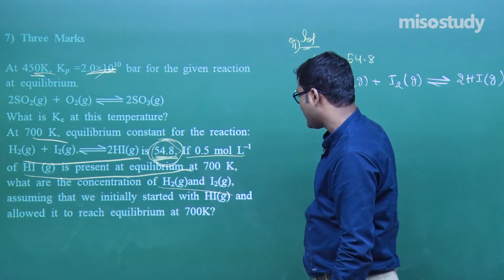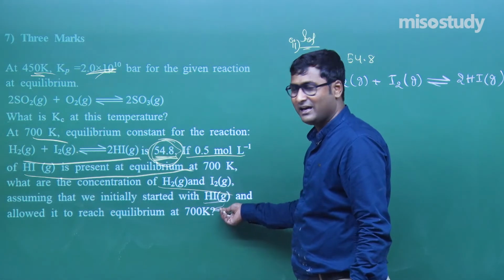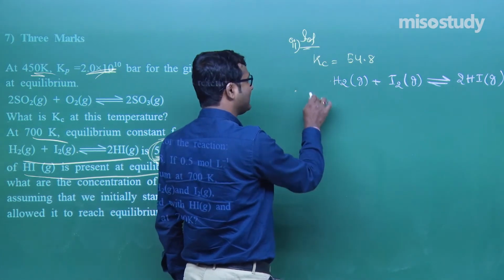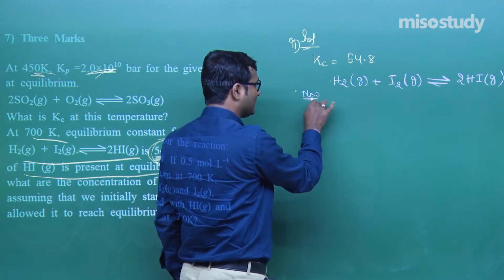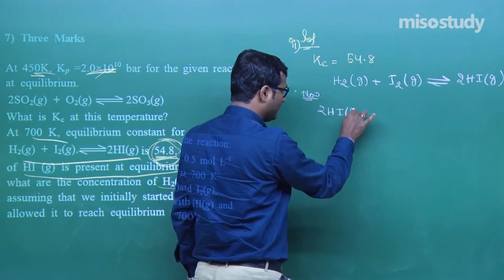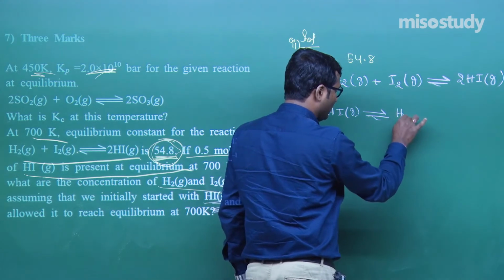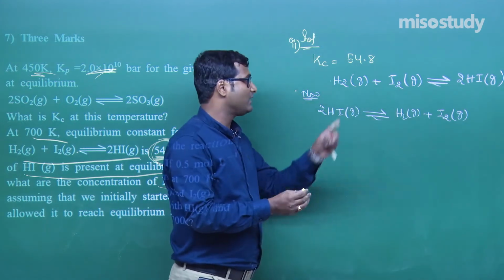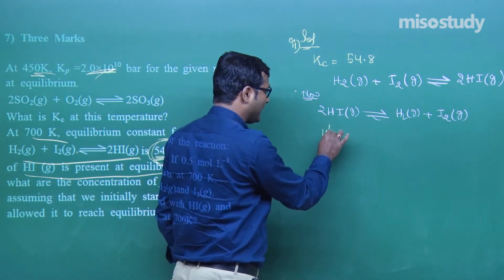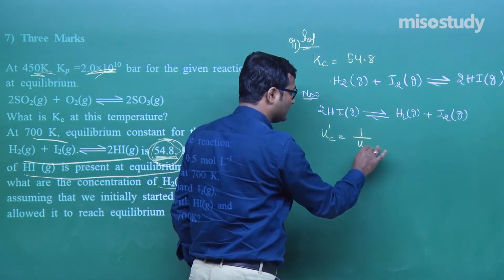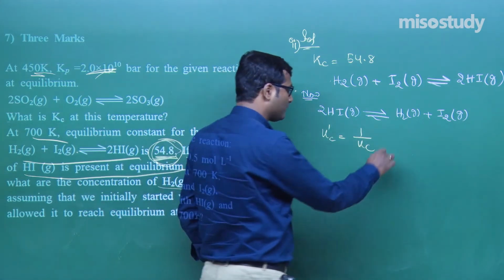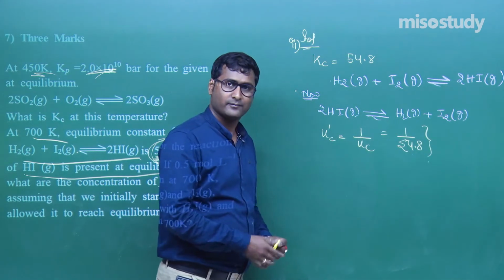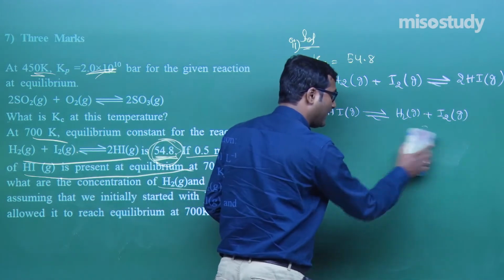Assuming that we initially start with HI, look at what is given. We started with HI, that is, we need to reverse the reaction. Now the reaction is 2HI, which gives you H2 plus I2. Now remember the theory. If we reverse the reaction, the new K dash C will be the reciprocal of the old one. Remember? So K dash C is equal to 1 upon 54.8.